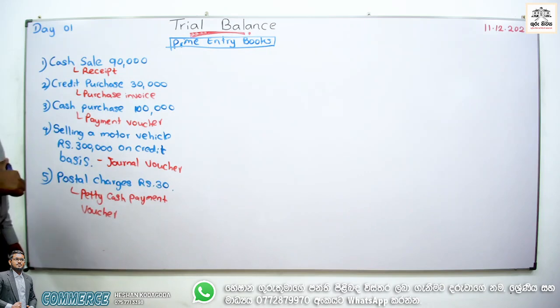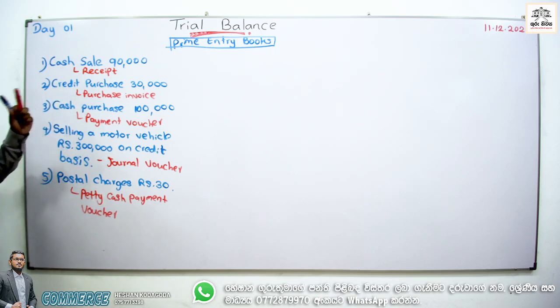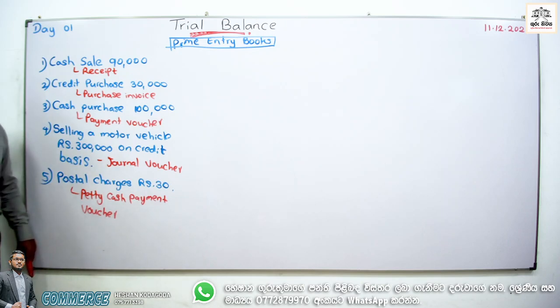So these are the primary books. Okay, so for cash sale we need, for these two we need the cash book. For this one we need the purchase journal. For this one we need the general journal. For this one we need petty cash.